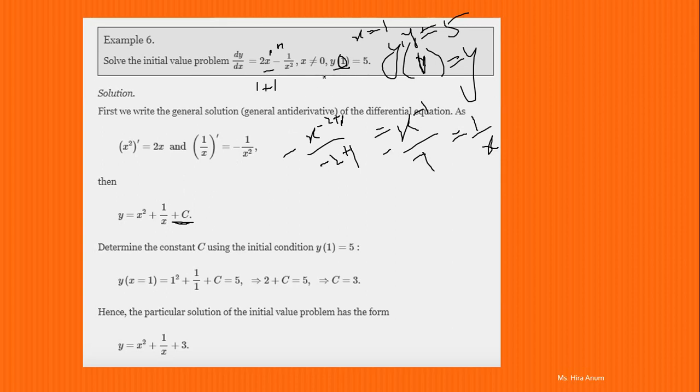Then putting the value of x equals 1 and y equals 1, it becomes 1 plus 1 plus c, and the y value is 5. It becomes c value is 3. So y equals x square plus 1 over x plus 3.